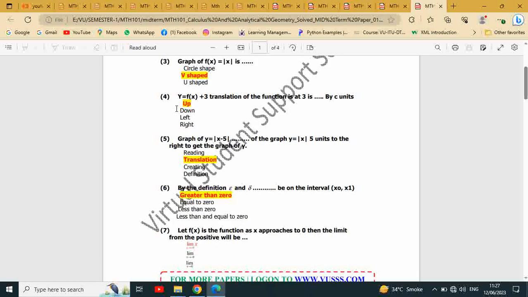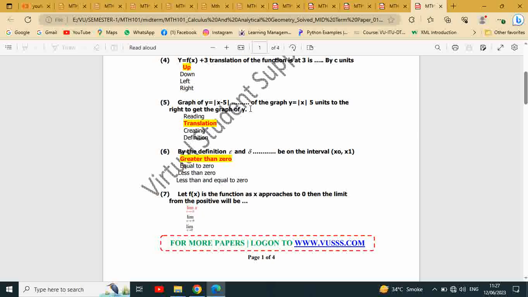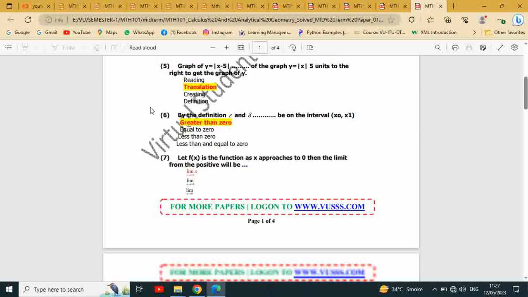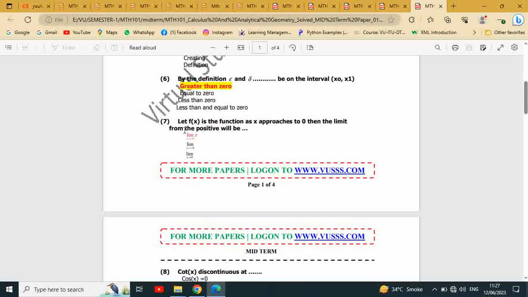Some questions are repeating again. y is equal to f(x) plus 3, the translation of the function is 3 units up. The graph of y is equal to |x| minus y. The translation of the graph 5 units to the right. By the definition, epsilon and delta greater than 0 on the interval x naught, x1. Let f(x) be a function as x approaches, then the limit from the positive side will be the limit as x tends to plus 0 of x.